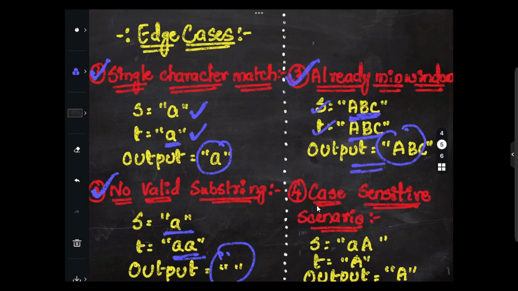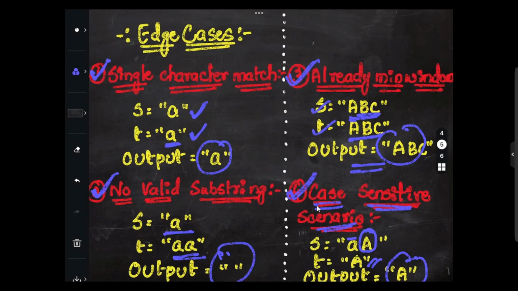So the fourth one, case sensitive scenario. When I say case sensitive scenario, we have here lowercase and uppercase in S. In T, we have only uppercase. We have been given only uppercase to consider here. So we will consider only the capital A from S in this case. We need to return this one, right?